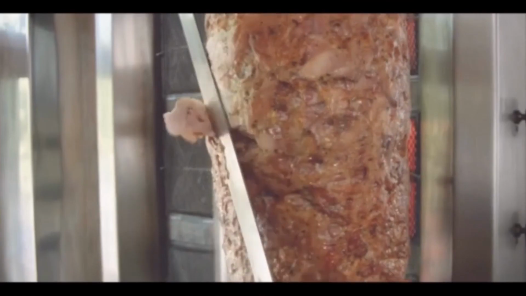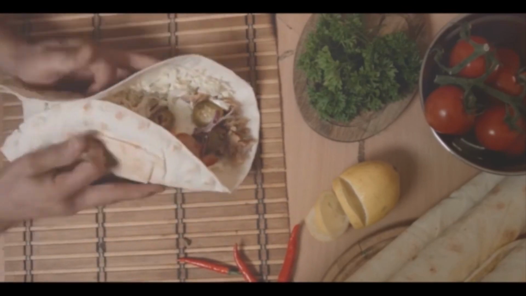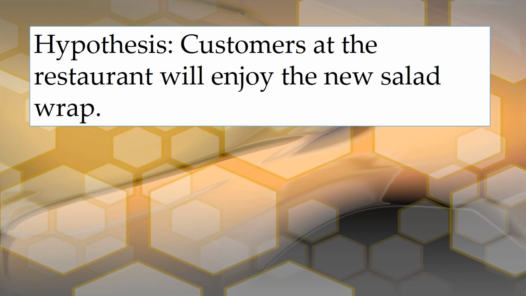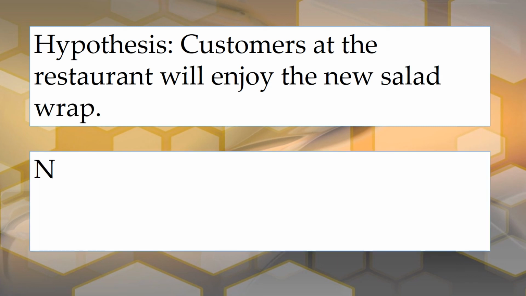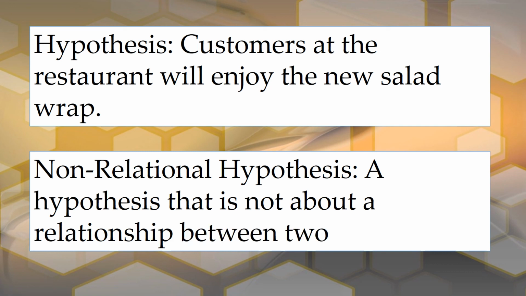Let's make a non-relational hypothesis. Let's say you're an owner of a restaurant and you have a new wrap. We can predict that the customers will enjoy the new wrap. So our hypothesis here is customers at the restaurant will enjoy the new salad wrap. This is a non-relational hypothesis, and a non-relational hypothesis is a hypothesis that is not about a relationship between two variables. We're only talking about if people will enjoy the wrap or not. We're not comparing two different menu items or two different types of customers. So we're not saying one leads to the other. We're just saying one thing about the wrap, that people will enjoy it.